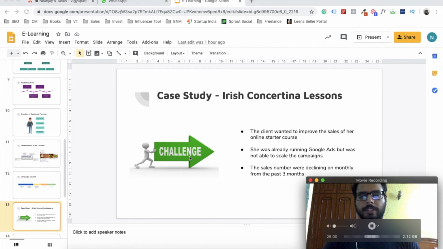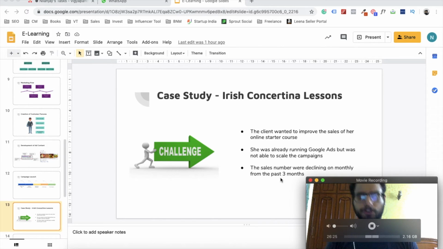So let's see. In the case study, I define the challenge similar to the marketing objectives that I defined in the second slide in the proposal. The client wanted to improve the sales of her online starter course. She was already running Google Ads but was not able to scale the campaigns. The sales numbers were declining on a monthly basis from the past 3 months, right? So this was the challenge that this particular client was facing.